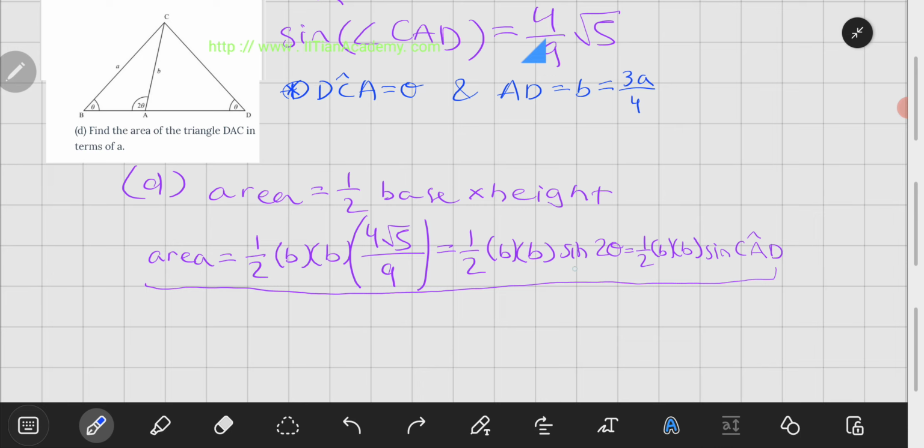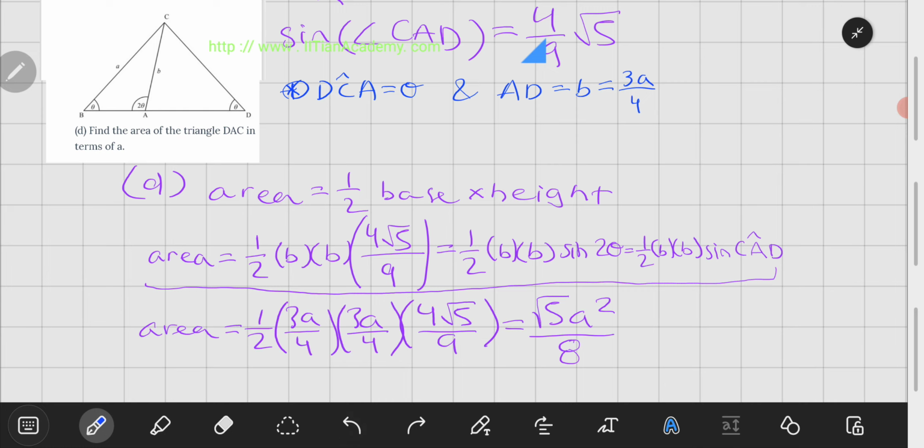We can additionally use sine 2 theta, and we know that sine 2 theta is also the sine of CAD. But either way, if we substitute all of our values into either of these equations, we should get the following, which is 1/2 times 3a over 4 times 4 root 5 over 9. So that we get the area, which is root 5 a squared over 8. And that is one of the ways to get the answer for this question.